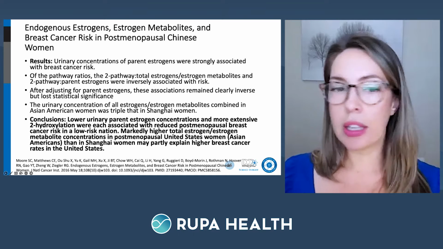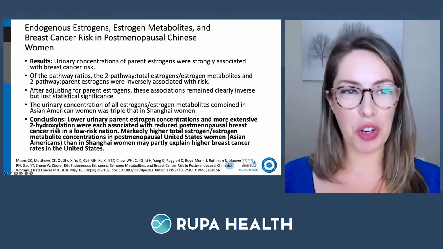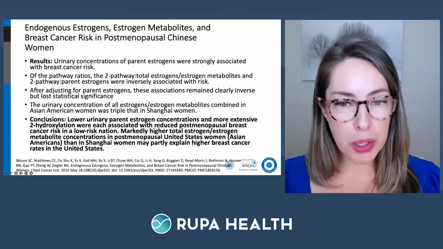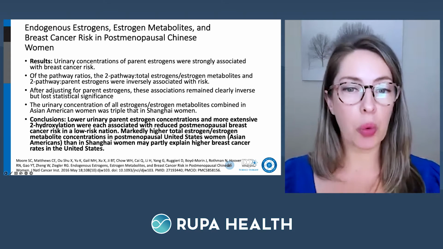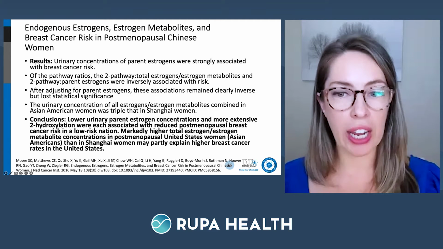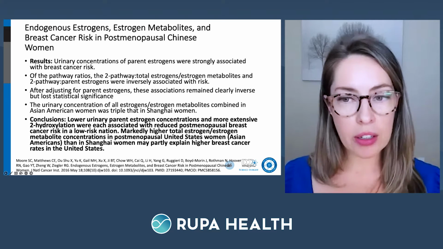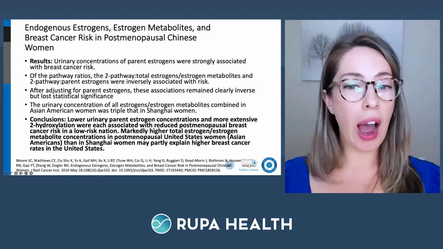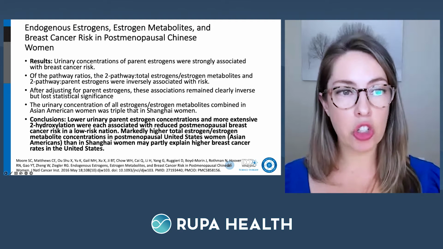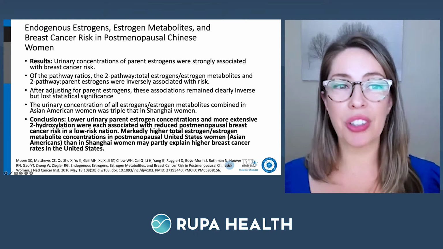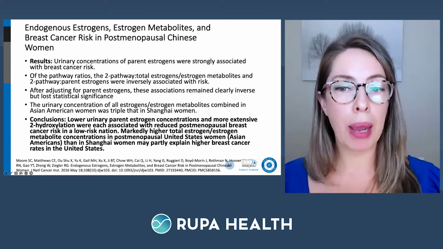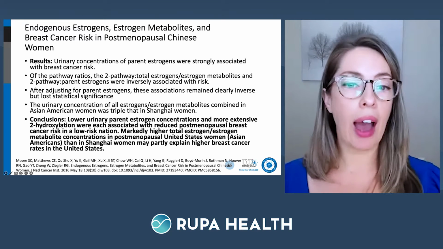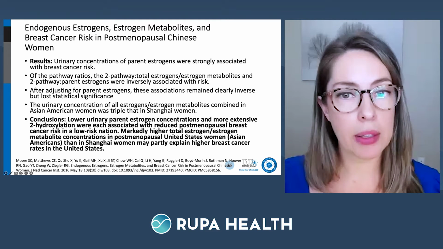And let's see. Oh yeah, this is a new one. Got my slides mixed up there. So estrogen metabolites in postmenopausal women. So we're looking at lower urinary or unconjugated estrogen and more extensive 2-hydroxylation reduced breast cancer risk. Okay, they saw higher total metabolite and estrogen levels in postmenopausal women in the United States when compared to women in Shanghai. So that's maybe partially explaining the higher breast cancer risk here in the United States.